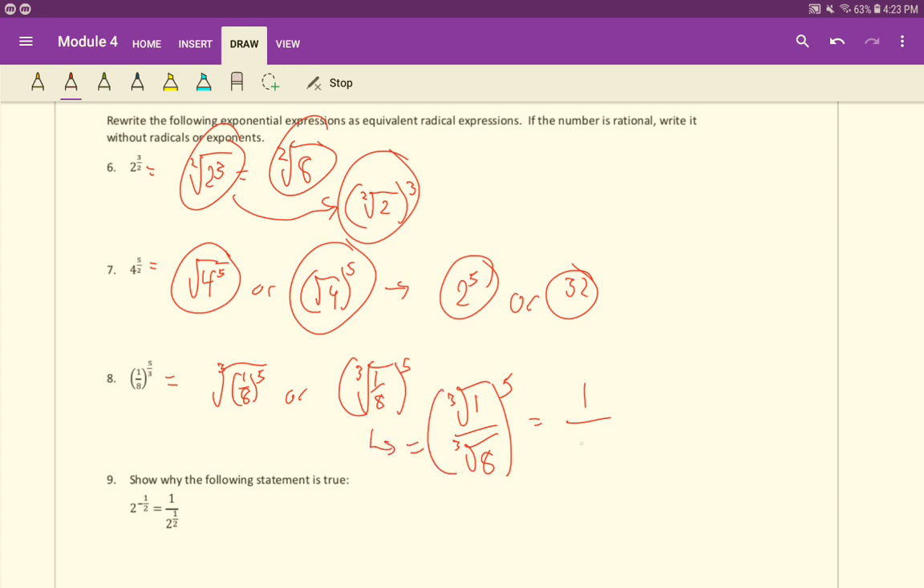What's the cube root of 8? It's 2. I raise that to the 5th, we get 1 over 2 to the 5th, or you could just say 2 to the negative 5th if you wanted to, or you could say 1 over 32. Okay, so lots of options there. All right.